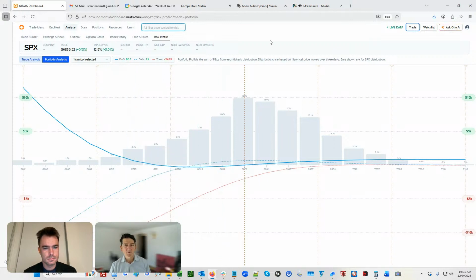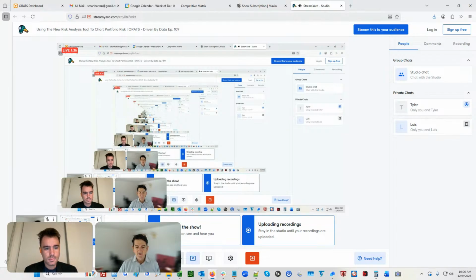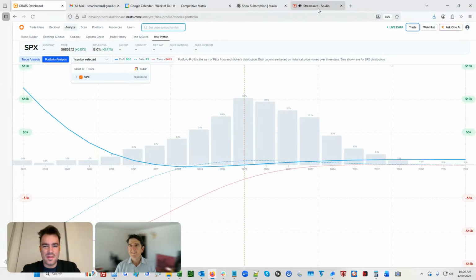So let's look at what we're looking at here. There's trade analysis, but we're on portfolio analysis. Portfolio analysis is going to look at all of your symbols and mark those symbols. In this one, like I said, we only have SPX, so that's the only one there. Then we combine these, and there we see the delta of 7.2 and 249. So far so good there, Tyler. Yeah, it's really interesting. Let's go over those big distribution nodes that we see in there and what that means.